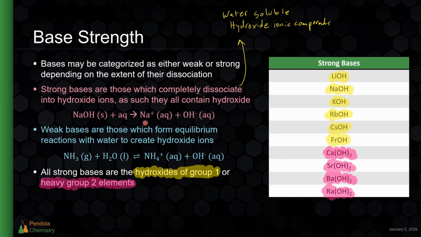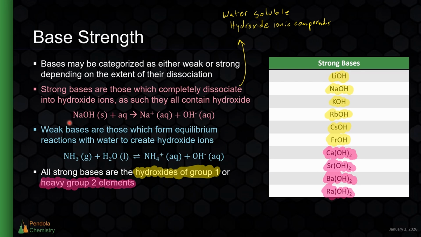Remember, according to the solubility rules we learn in honors chemistry, not every ionic compound will dissolve completely in water. And as such, not every hydroxide is a strong base. For example, aluminum hydroxide is not a strong base. Iron hydroxide, copper 1 hydroxide, they're not strong bases because they're not necessarily water soluble or highly water soluble. Weak bases are those which form equilibrium reactions with water to create hydroxide ions.